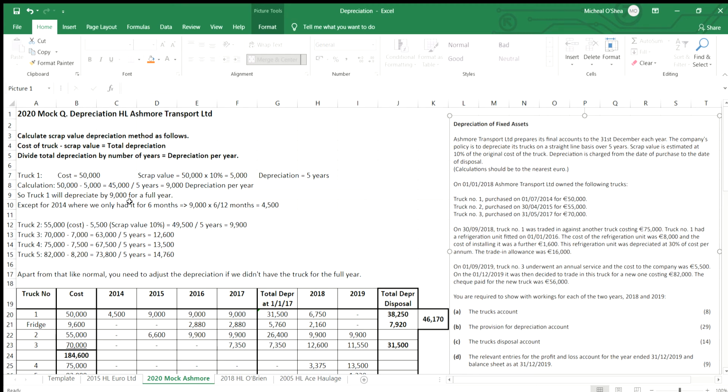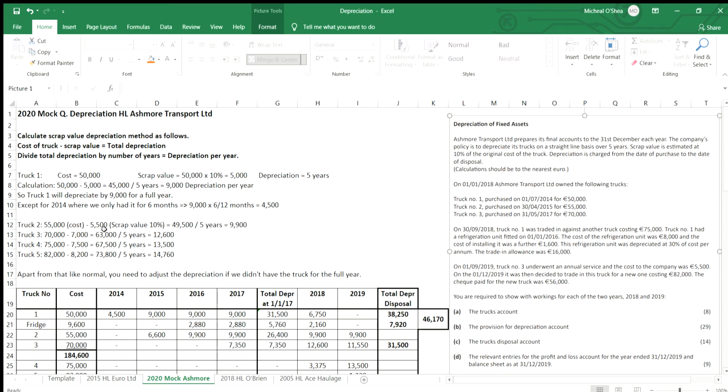So truck number 1 will depreciate by 9,000 a year as we calculated, except for 2014, which is the first year, because we only had it for 6 months. We had it for July to December. So again, 6 months depreciation instead of the year's depreciation, 4,500 for that year. So the only exception to what we've done is if you do not have it for a full year, then you just multiply it by the months divided by 12. Again, cost minus the scrap value, which is 10%, and that's basically your 90%, and divide your 90% by the years, and you'll find the depreciation per year.